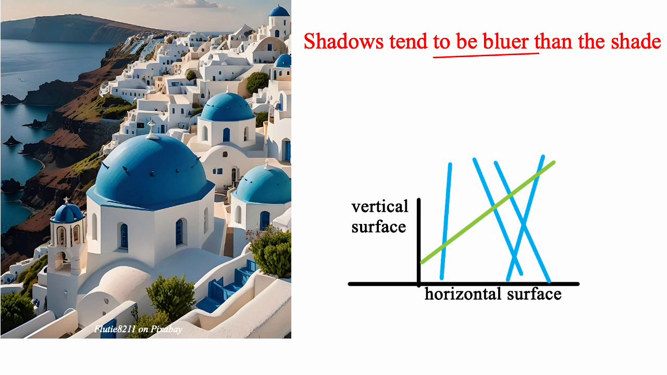Shadows tend to be bluer than the shade, and that's because shadows tend to be on horizontal surfaces which receive blue skylight from above. If the shade is on a vertical surface, it receives blue light from the horizon, which isn't as blue as the sky above. So here we have a shadow, which is bluer than the shaded walls.